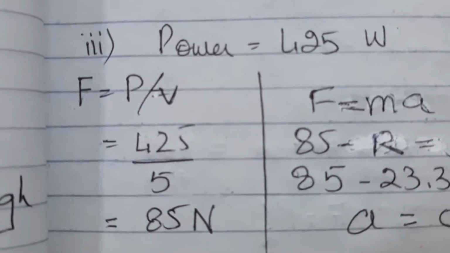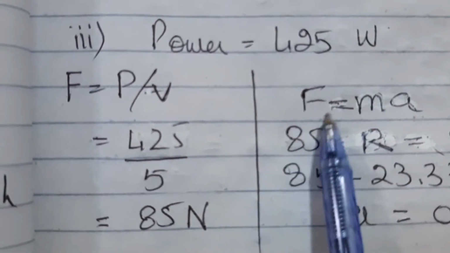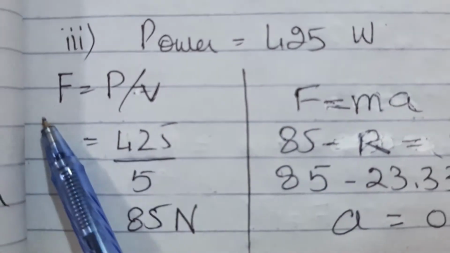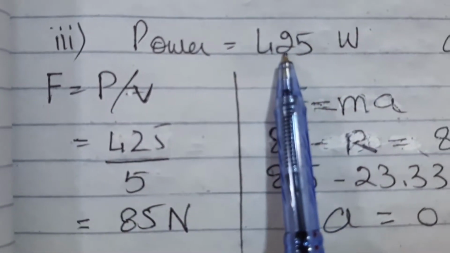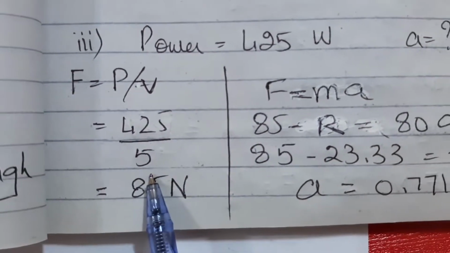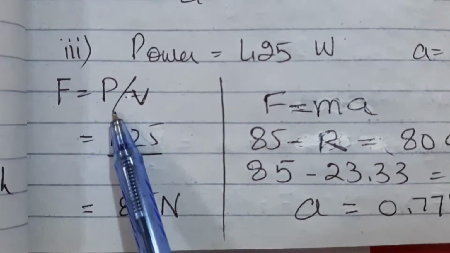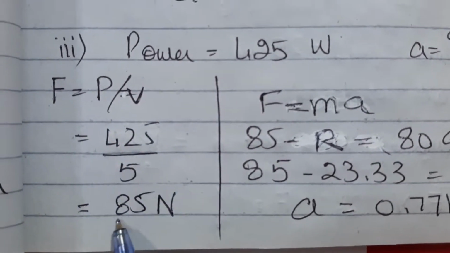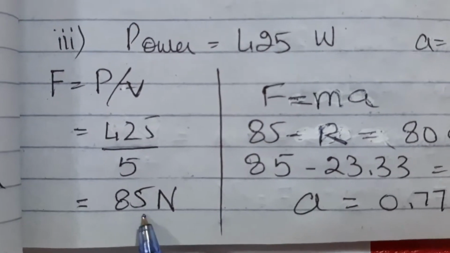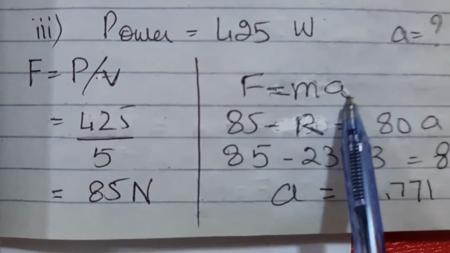Now to calculate the acceleration, I need to know the force, right? Because the power is given to me and I know the velocity at that point, which was 5, and I have used it in the previous part also. So I'm using force is equal to power divided by velocity, which is helping me to calculate the force at C. And I have to calculate the acceleration there.